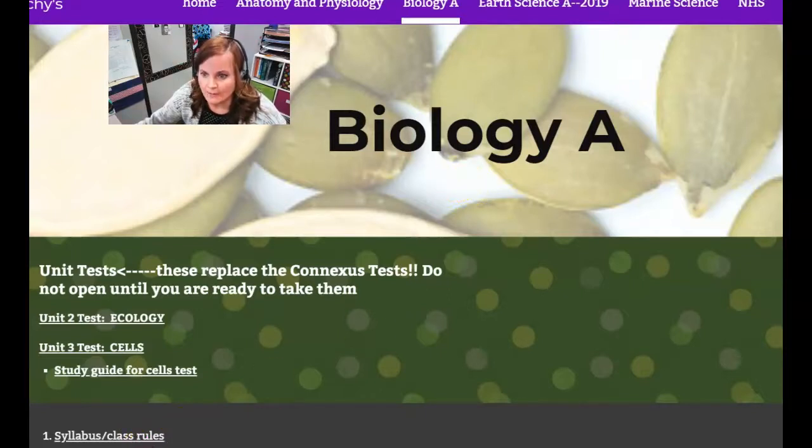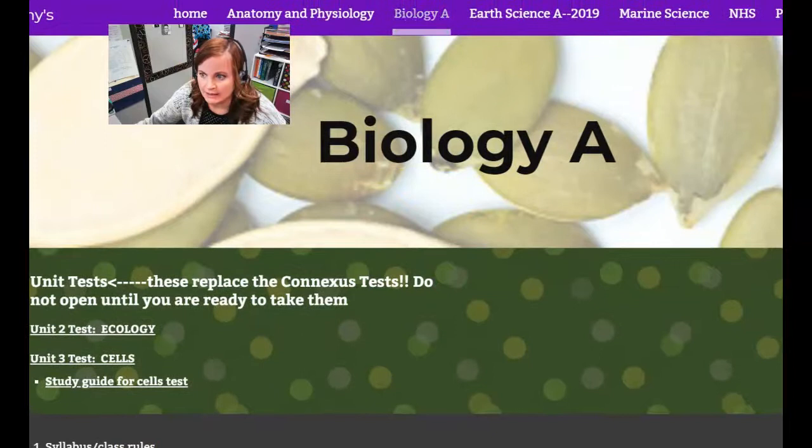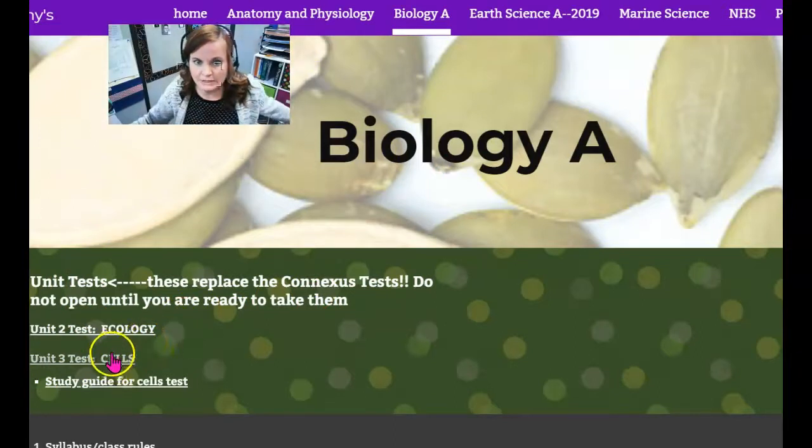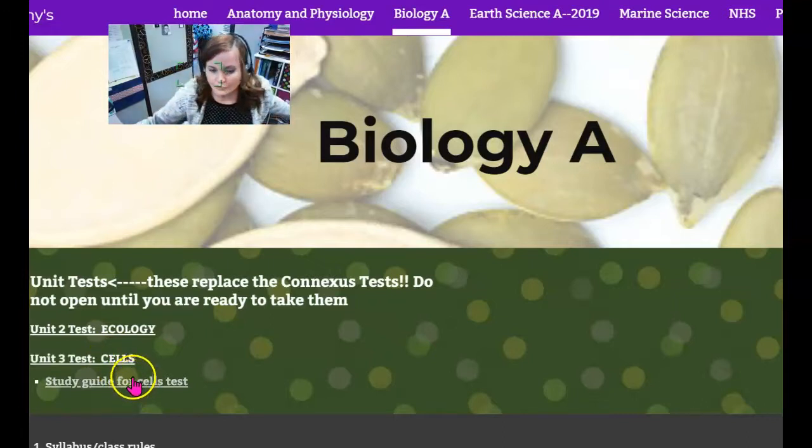So I'm on my website currently. You guys can access this if you don't know how from the pushpin icon at the top of your screen. And I clicked on the biology tab at the top of my website to get to this page. Remember, when you do take your unit test on cells, you'll be clicking on this link, Unit 3 Test Cells. And for the review, we're going to be using the study guide for cells test.